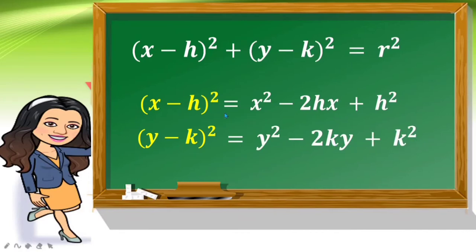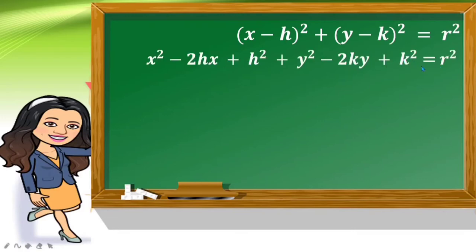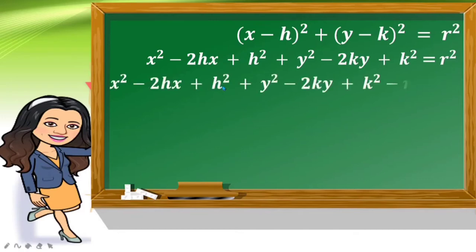Recall that the square of a binomial, the result is a perfect square trinomial. I have a video on squaring a binomial. You may refer to that for your reference. Now, if we rewrite the standard form of the equation of a circle in expanded form, this is the same as this equation. And when we transpose r squared to the other side of the equation, or we subtract both sides of the equation by r squared, this is equal to this equation.